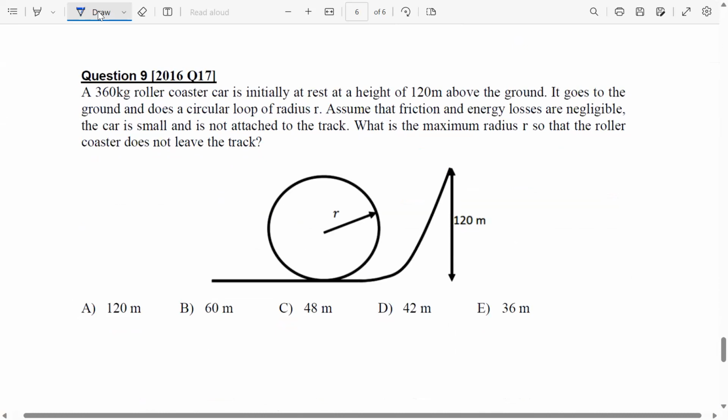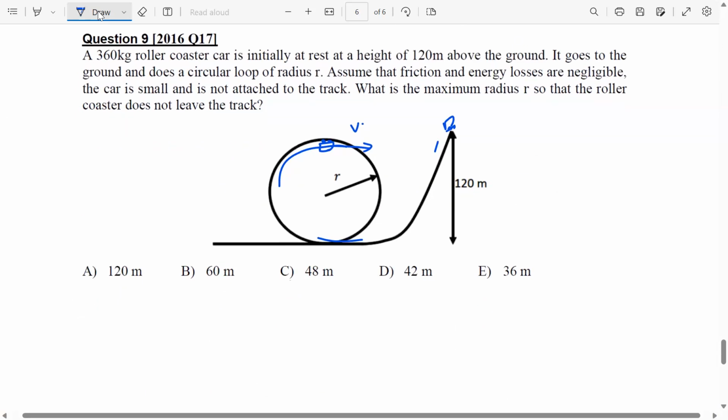So initially the roller coaster is here. Final is here. It's going down, turning one big round. Now at this point, let the speed be V. If you recall, there's a minimum speed for the car to remain in contact. At this particular point, there are only two forces acting on it: a normal contact force and its weight. So N plus mg equals mv squared over r.